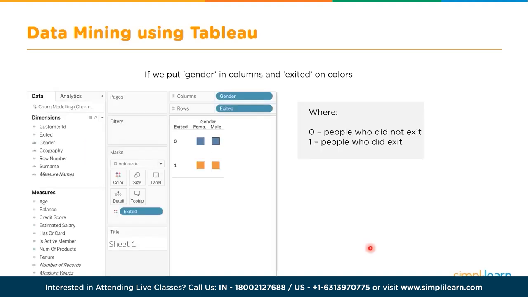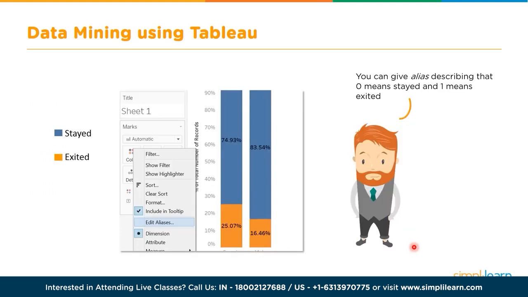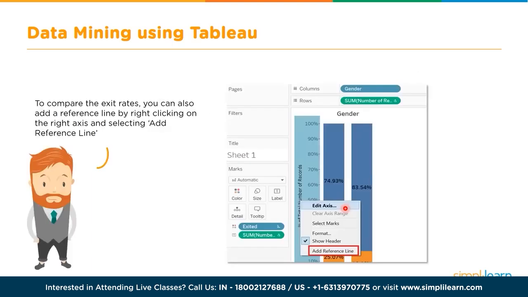So what is yellow? Let's go back. So yellow is who exited, and for the male, only 16.45% have exited. And we can also draw a reference line that will help us, or even provide aliases. So these are a lot of fancy features provided by Tableau. You can create aliases so that it looks good rather than basic labels.